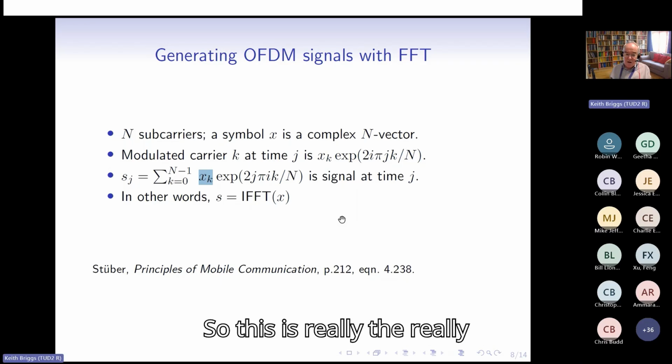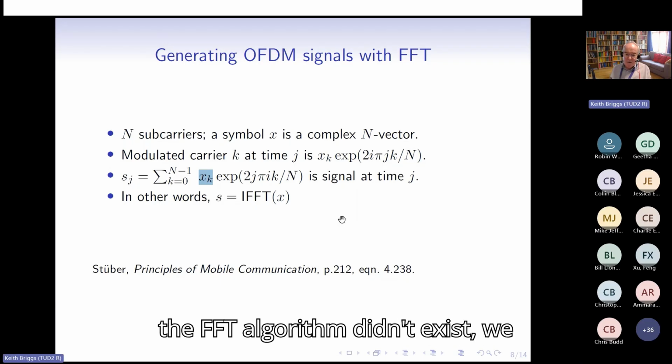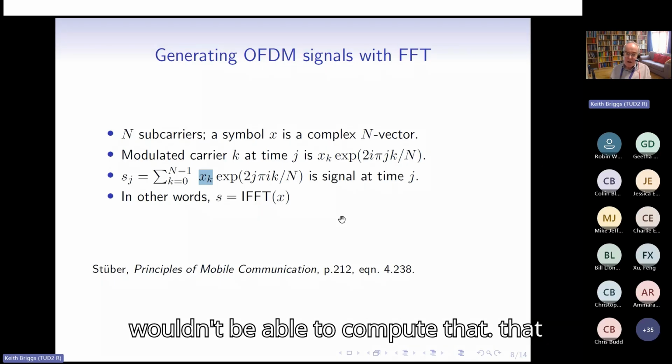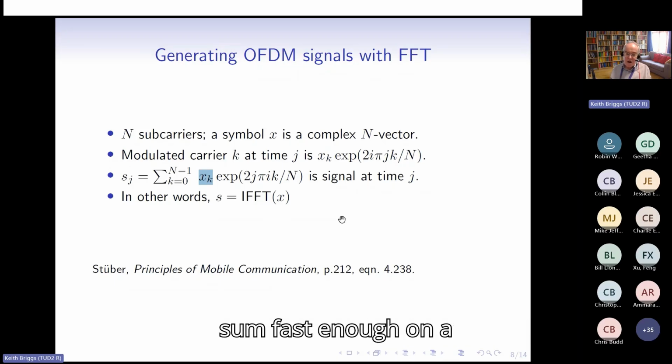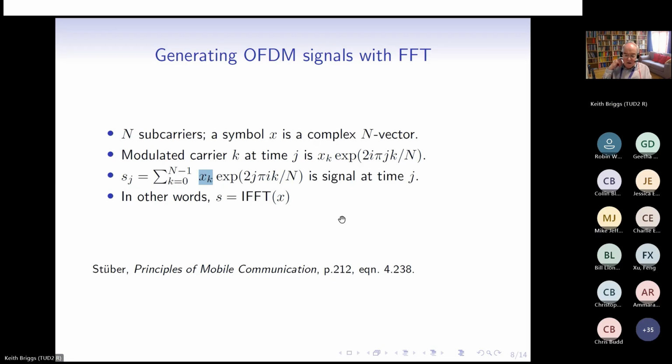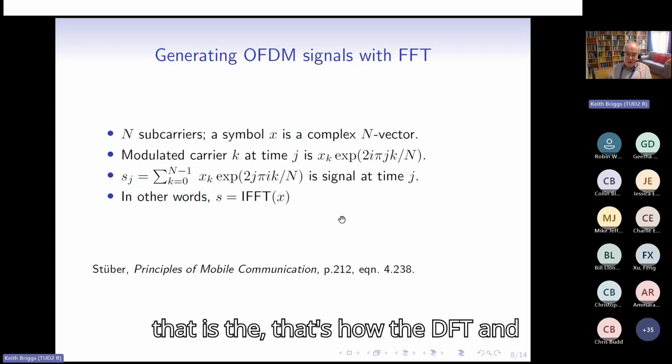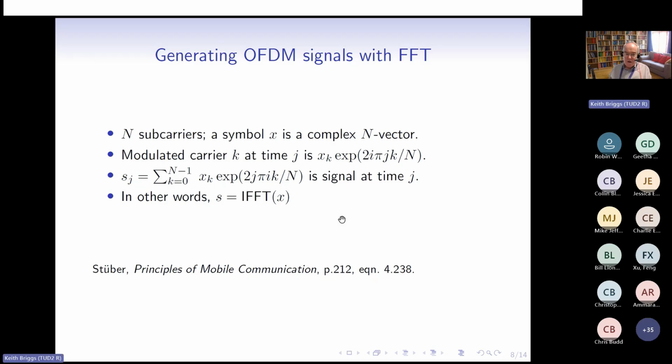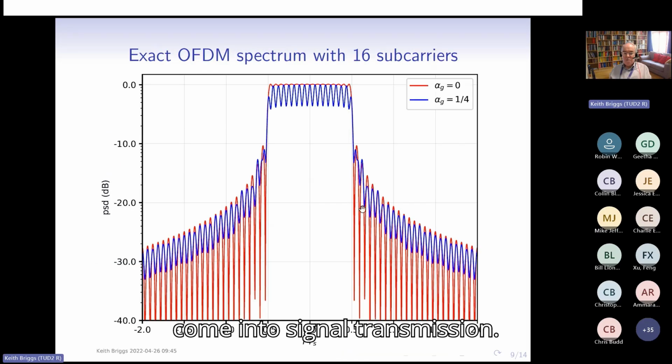So this is really the core of the idea. If the FFT algorithm didn't exist, we wouldn't be able to compute that sum fast enough on a phone to transmit 1,000 time slots every second. That's how the DFT and the FFT come into signal transmission.